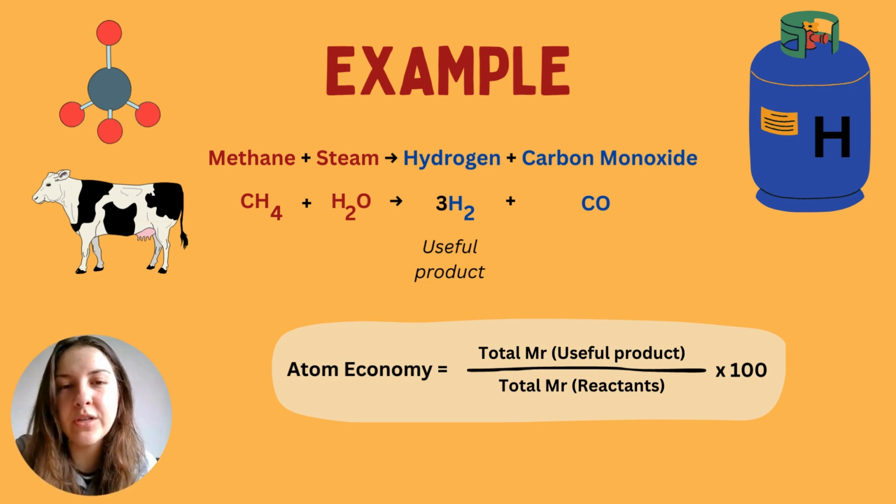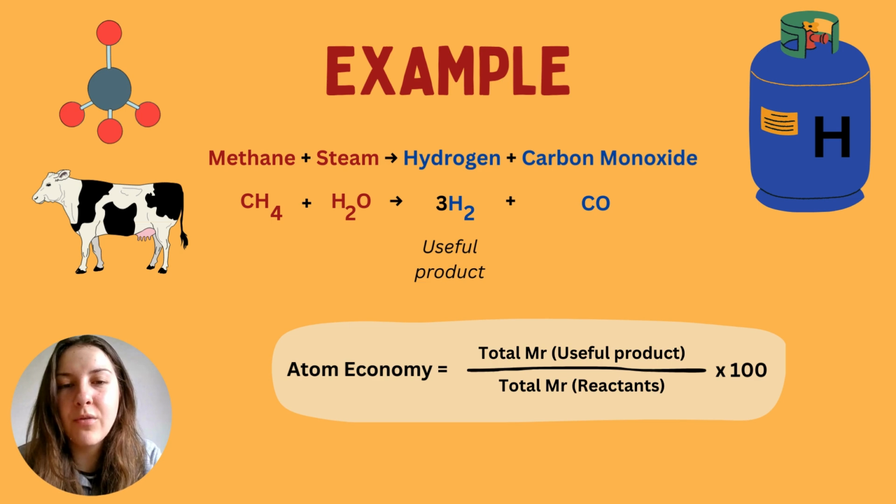And it also forms another product called carbon monoxide. Remember, carbon monoxide is a poisonous gas. We can't see it, we can't smell it. It is very poisonous. And we can work out the atom economy of hydrogen. So atom economy is equal to the total Mr of the useful products, so the useful product being hydrogen, divided by the total Mr of all the reactants, and we times this by 100 and we get a percentage.